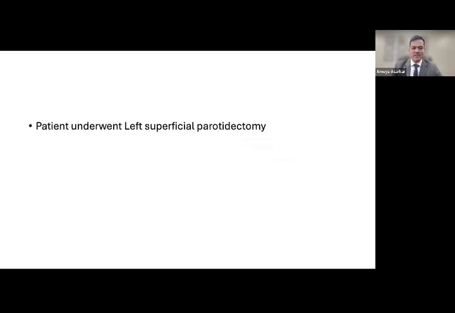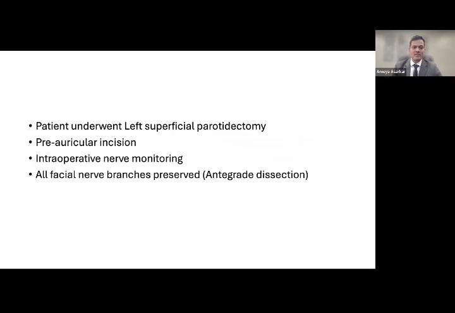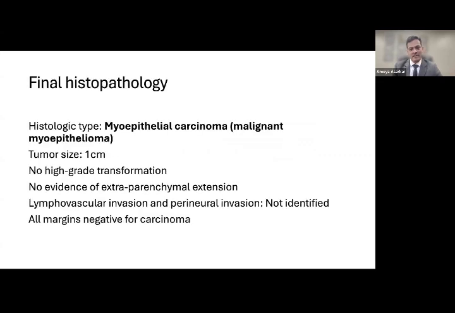So coming back to our case, this patient did undergo superficial parotidectomy. We did use the preauricular, the modified Blair incision. We did use the intraoperative nerve monitoring, and all the facial nerve branches were preserved. And this was the final histopathology that came out. It was a low-grade tumor, a hybrid transformation of a myoepithelial carcinoma.